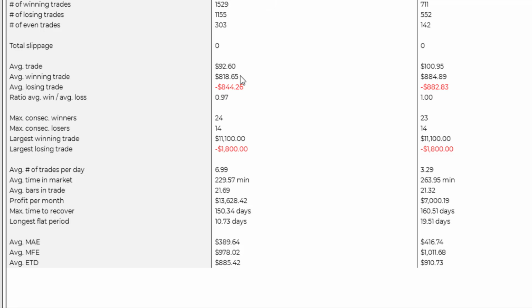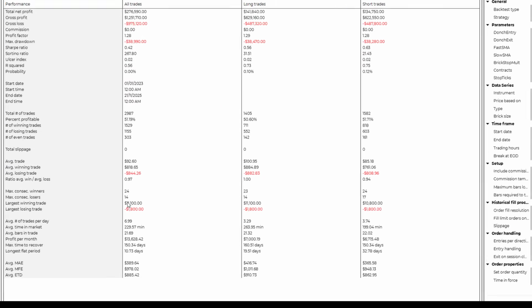The block size was small, 0.1, so it was quite aggressive. I might slow it down next time I do this, but that's what the block size calculator came out with. Got to factor in those consecutive losers there, 14. So build that into your trading. $11,000 best trade, $1,800 worst trade, nearly 7 trades a day. You can see that's because of that fast block sizing.